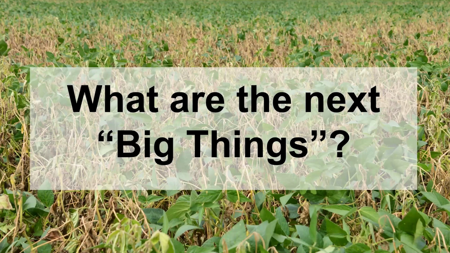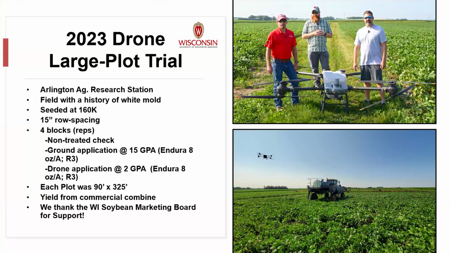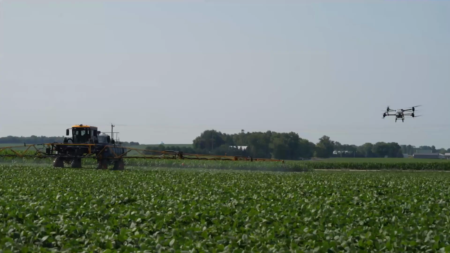So what are the next big things coming? From this, we're looking at some drone application work done at the University of Wisconsin, looking at white mold control under large plot field trials. Now, these are comparing the drone, again using Endura at 8 ounces, but drones are applying at 2 gallons per acre, where a ground rig is at 15 gallons per acre.